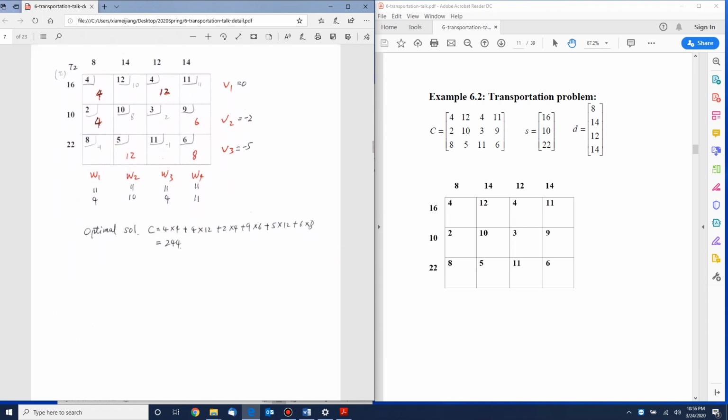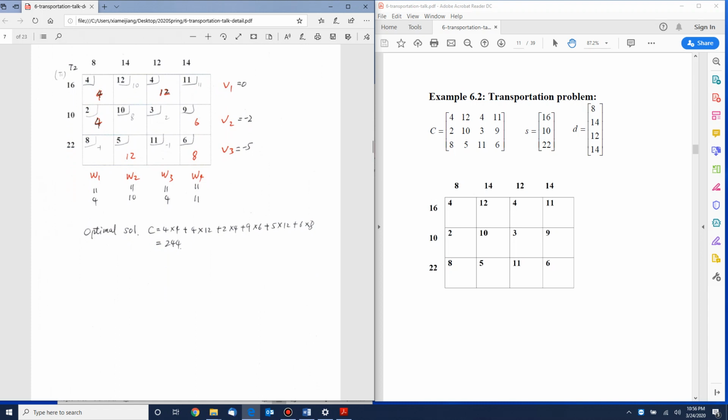Now when we make this one, we just put 0 in cell 23, and 4 in cell 21, and then adjust those amounts in cell 11 and cell 13. So this is the new table, T2. And when we have T2, we do the same thing.